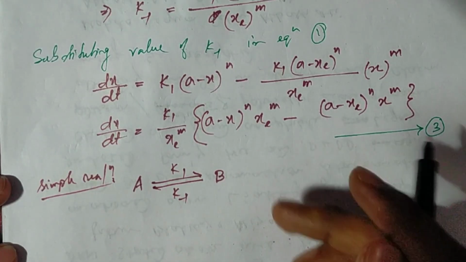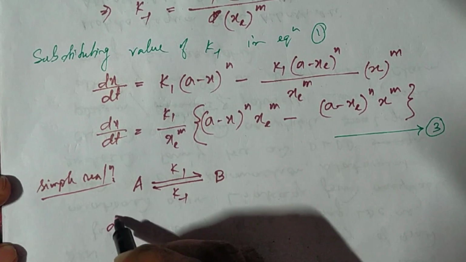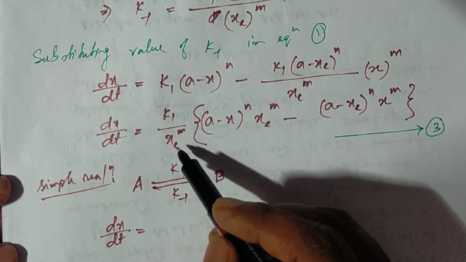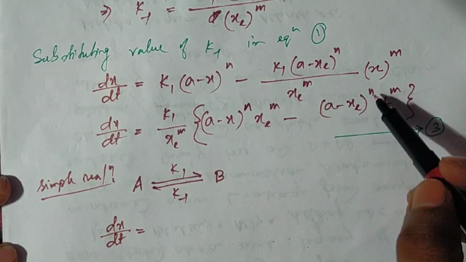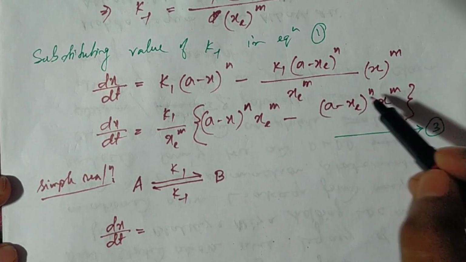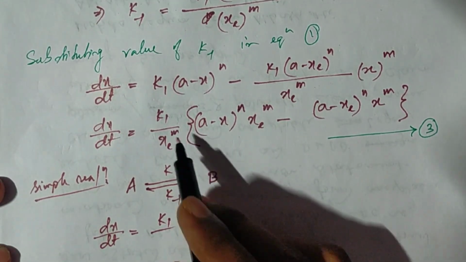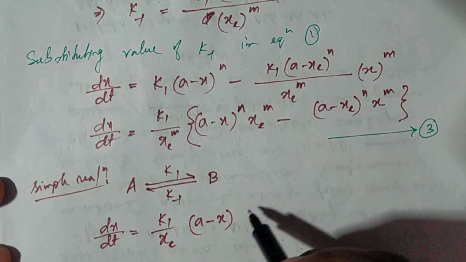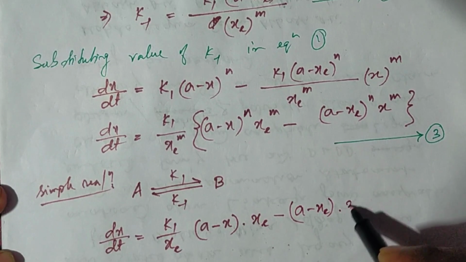In a simple reaction, this equation will be reduced. How will it be reduced? You can see dx by dt. In this case, the power n, the power m, and all the n and m will disappear. Only 1 and 1 remain. We can write k1, and this m will not be here. It will be only 1. We can write xe, so (a minus x) into xe minus (a minus xe) into x.